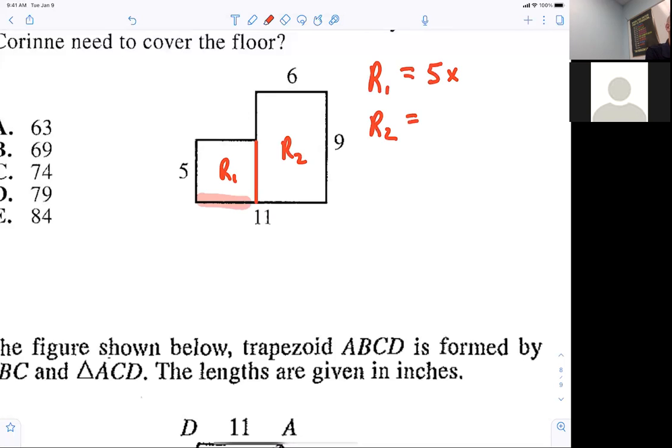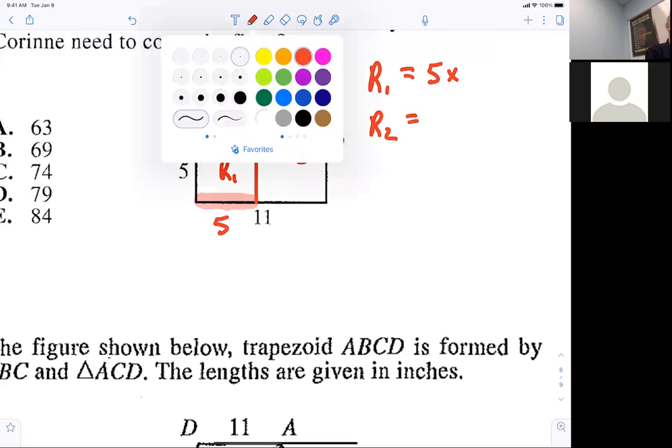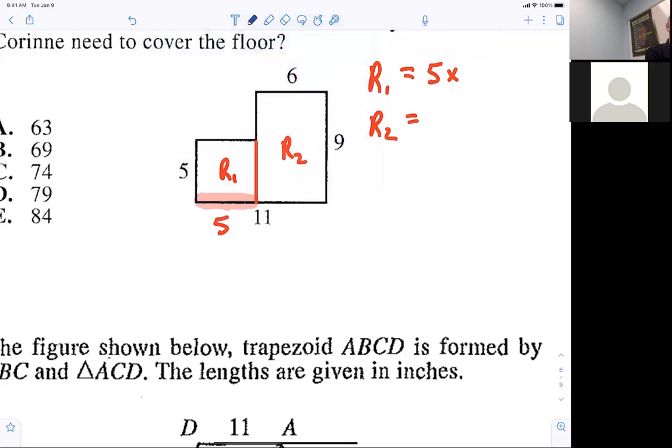What is that length? 6. No, what is it? 5. Now, how did I know it was 5? Because again, Misha, do you remember me telling you, it's a square, you're looking down. This right here is length 6. The whole length is 11. So 11 minus 6 is 5.